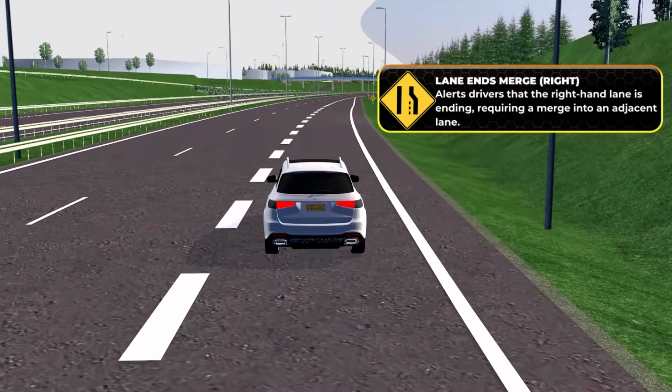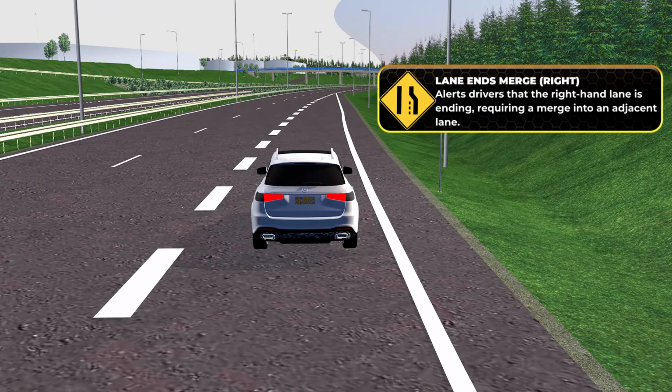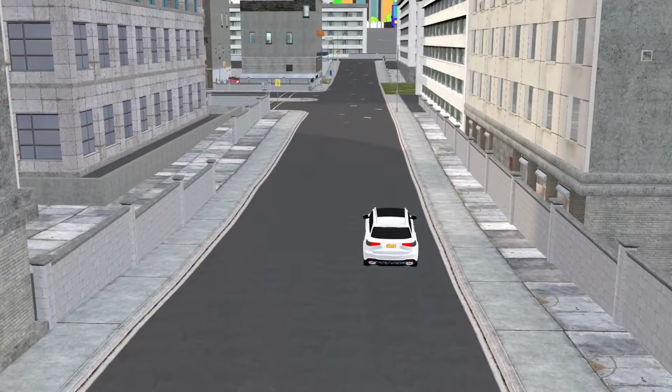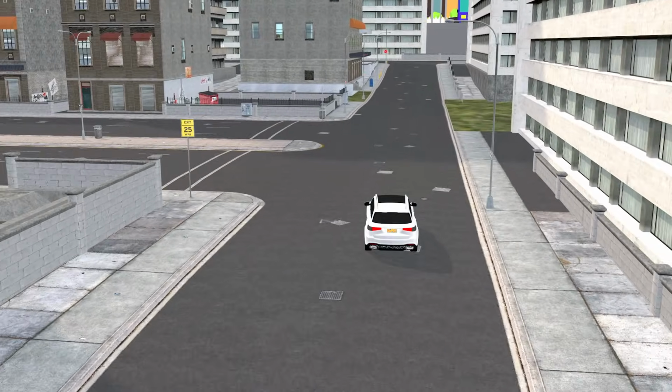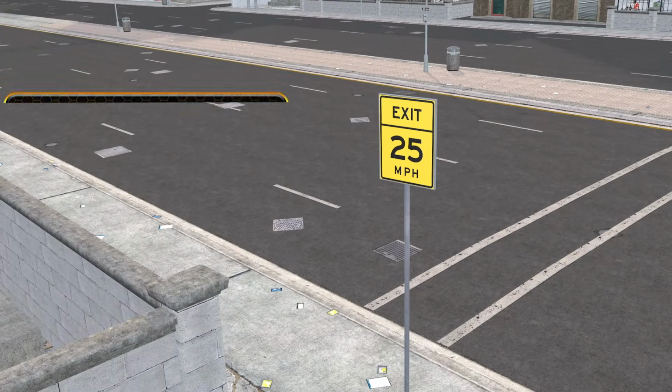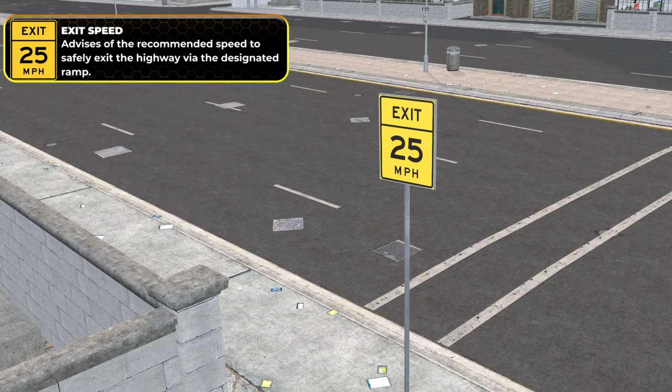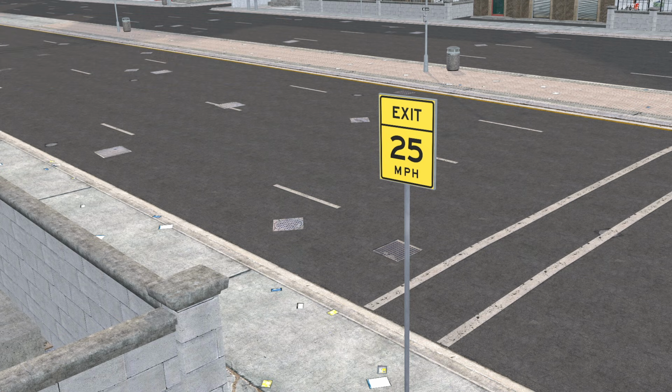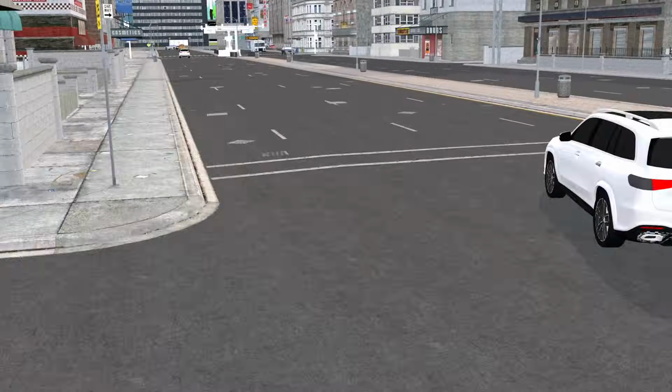This is the lane ends merge, right sign, and it means that the right-hand lane is coming to an end ahead. Drivers in that lane must merge safely to the left. This is the exit speed sign, and it recommends a safe speed for drivers as they leave the highway via an off-ramp. Slowing down to this suggested speed helps ensure a smooth and controlled exit from high-speed roads.